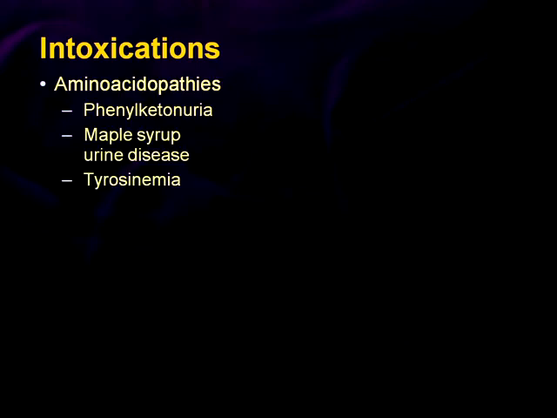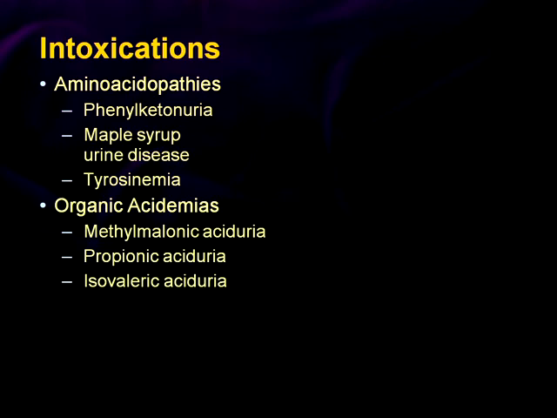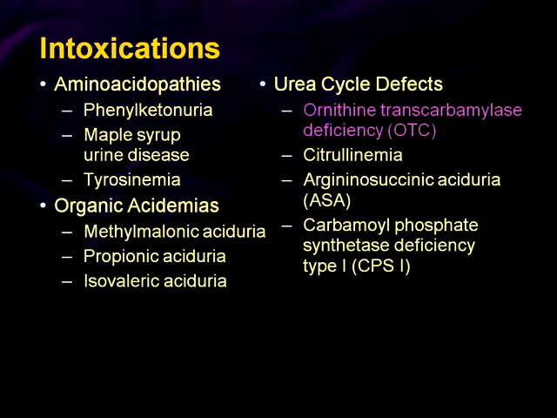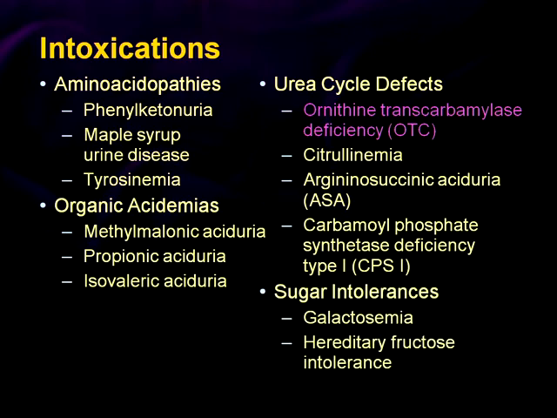So diseases that fall into that category include amino acid problems like phenylketonuria or PKU, maple syrup urine disease, and tyrosinemia. Organic acidemias fall into this category, like methylmalonic, propionic, and isovaleric. The urea cycle defects: OTC is in purple because it is X-linked. Citrullinemia, ASA or argininosuccinic aciduria, and then the other one they like to ask about is CPS1 or carbamoyl phosphate synthetase deficiency. And then sugar intolerances, including galactosemia and hereditary fructose intolerance.